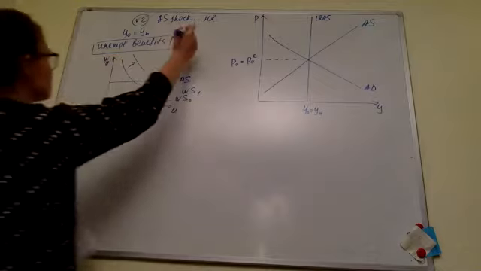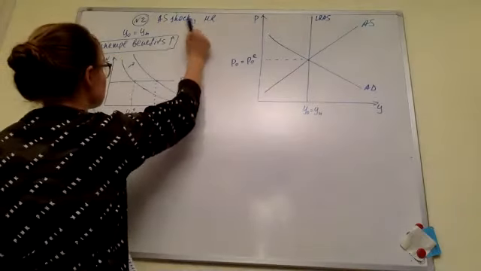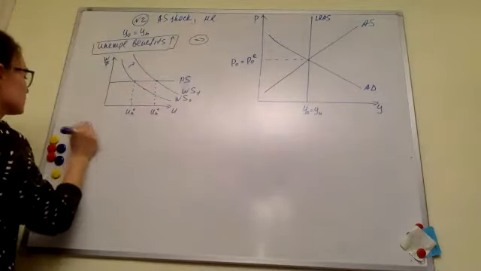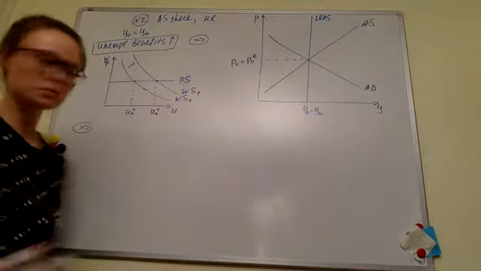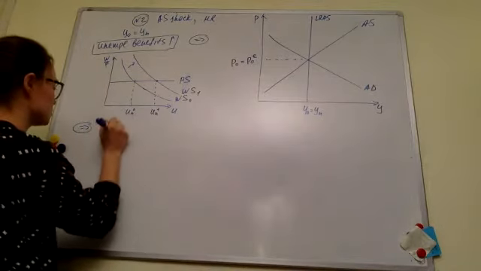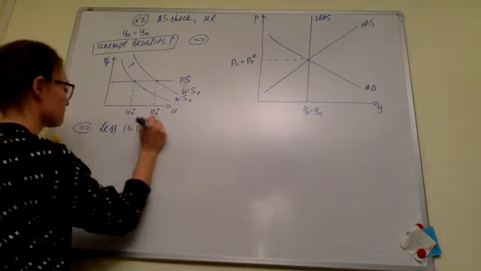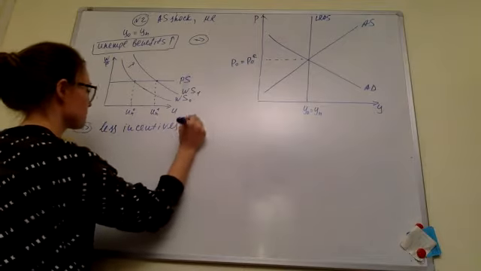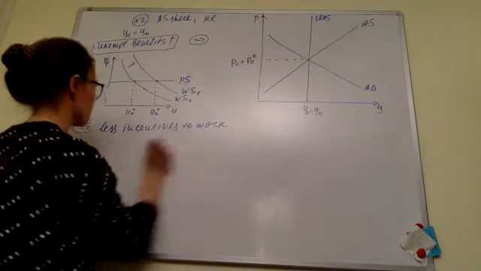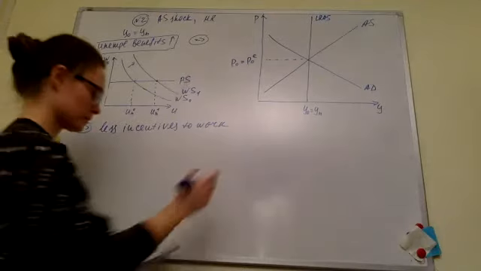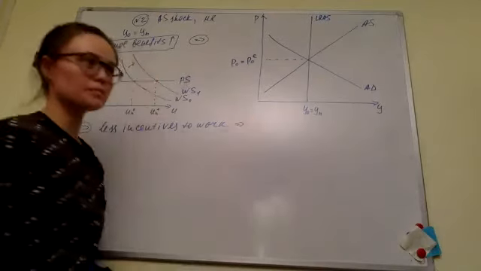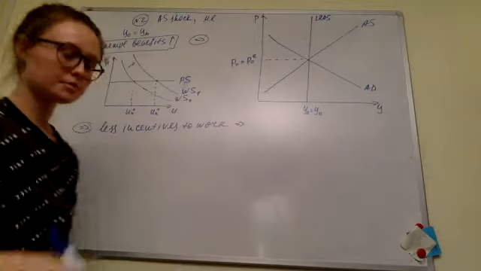So, high unemployment benefits lead to low incentives to work. We have less incentives to work. Then, that means that bargaining power of workers will increase.